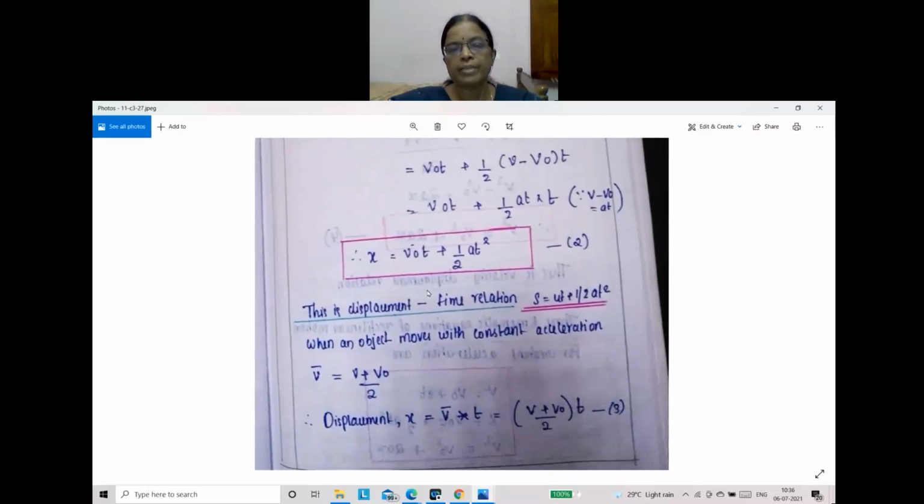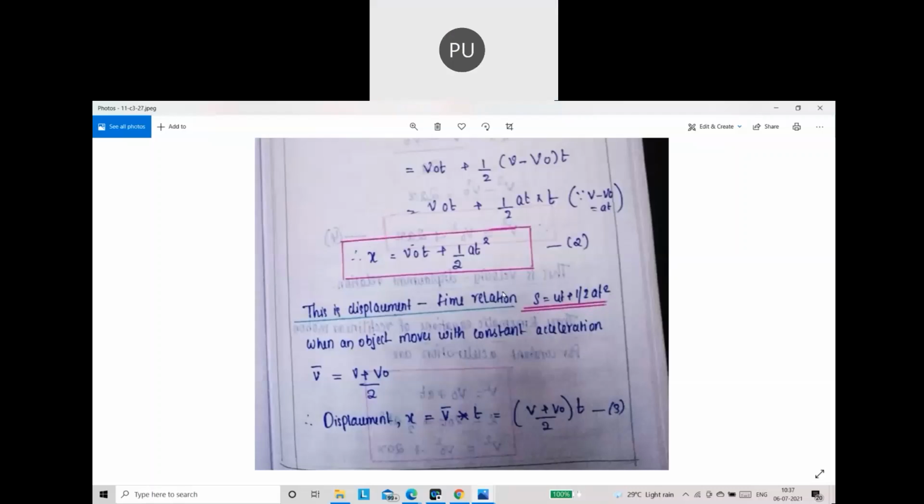So we got x equal to V0 T plus half a T square. That is equation number 2. So this is a similar equation you have studied: S equal to UT plus half a T square. See, children, study these equations by heart. Don't make any mistake. The next day I will ask children all these three equations.